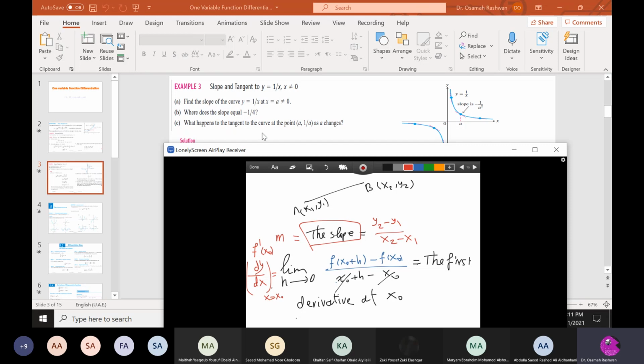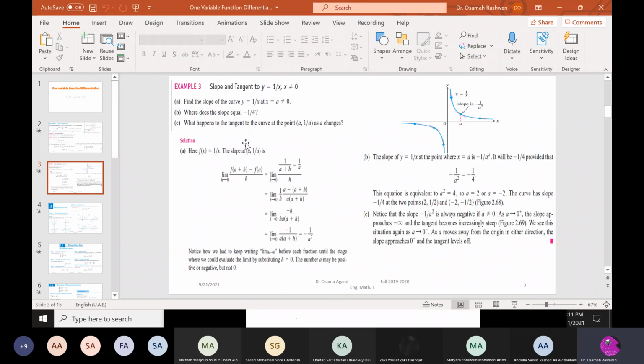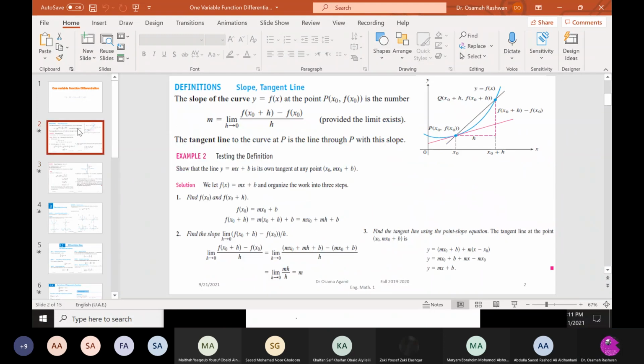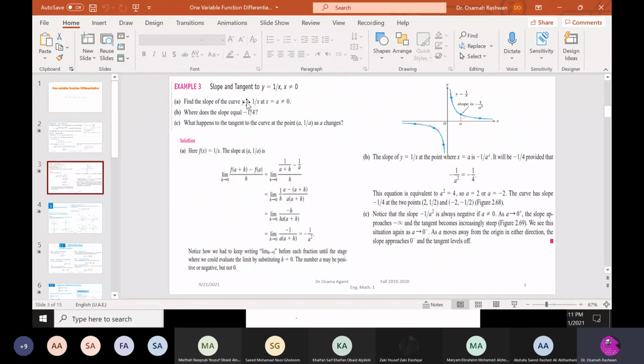How to find the slope of the curve? We are going to use this formula, right? I will call y equal to 1 over x as f of x, and I find the function at a plus h, and subtract it. I end up with this limit, which is the slope.